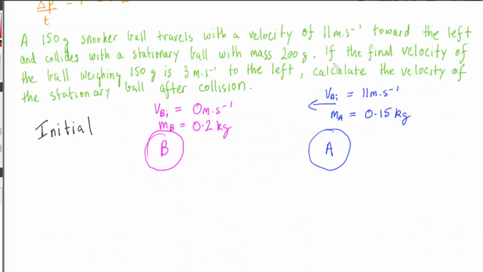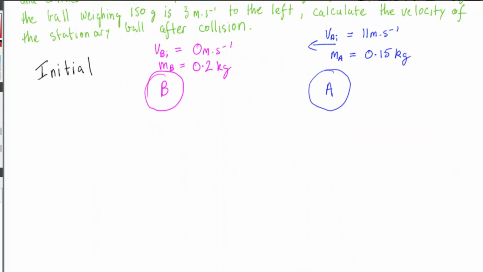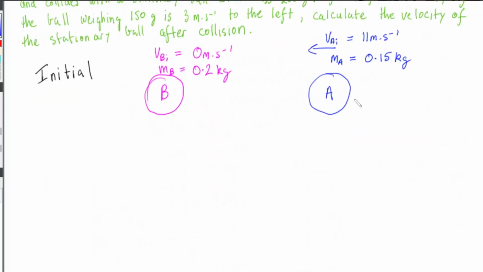And then it says that if the final velocity of the ball weighing 150 grams, so ball A, is 3 meters per second to the left, let's find the velocity of the stationary ball after the collision. So a collision takes place, so let's draw that condition as well. My assumption is that because A has hit B towards the left, then B will also start moving with some velocity, but we just don't know what it is. So let's label that. So let's say VB is now, this is the final condition, VBF. So that's what we have to find out.